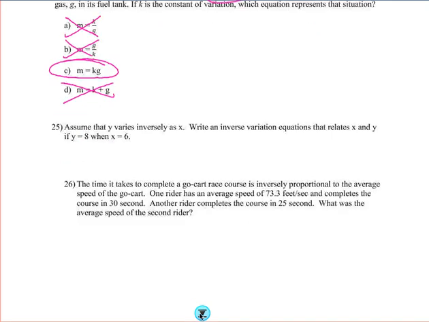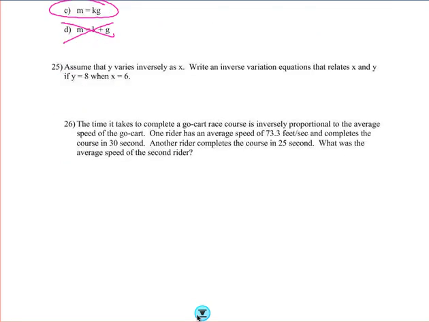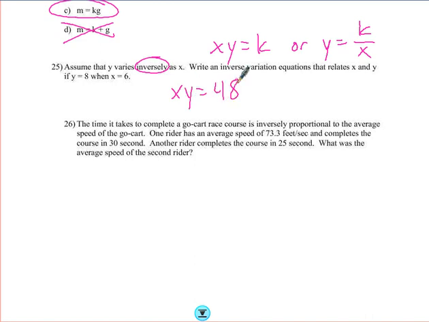Number 25 says, assume that y varies inversely with x. So inverse variations are in the form of xy equals k or y equals k over x. An inverse variation equation, if y equals 8 and x equals 6, is very simply xy equals 48.